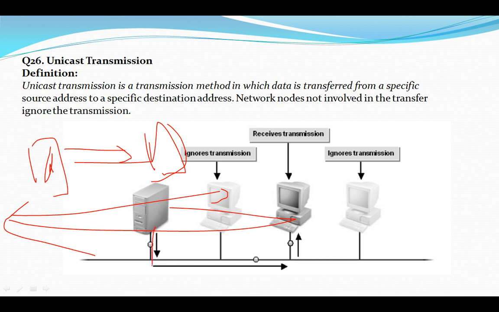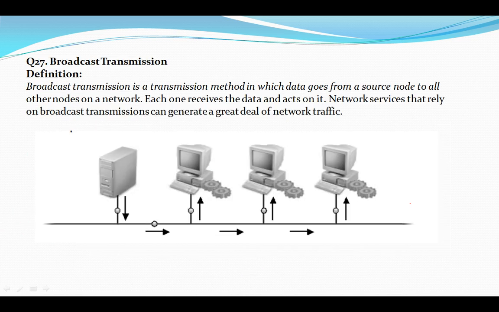For example, this data transmission is initiating from here for this computer. So only this one will receive this data. It will be ignored by this one, or this data will not go to this computer. So this is known as unicast, one to one.